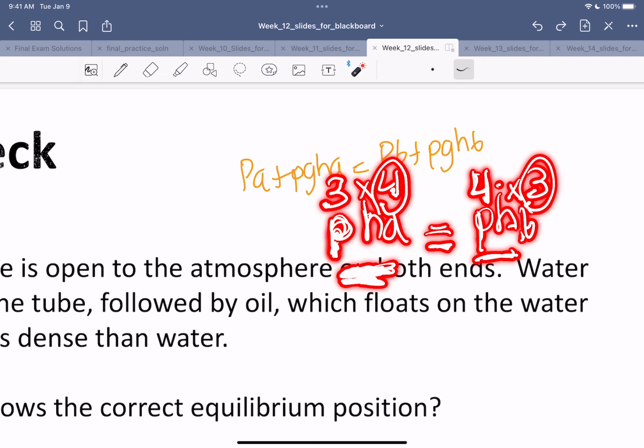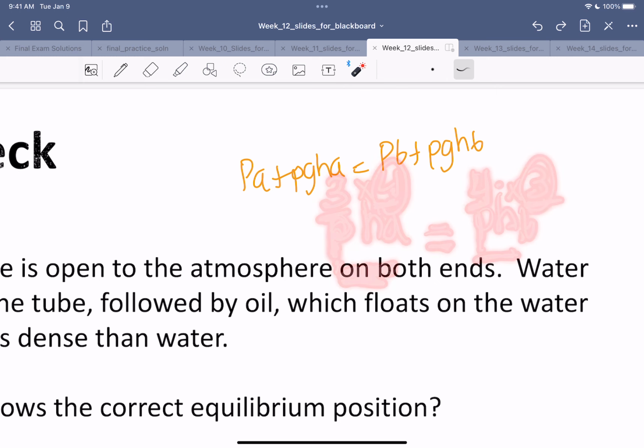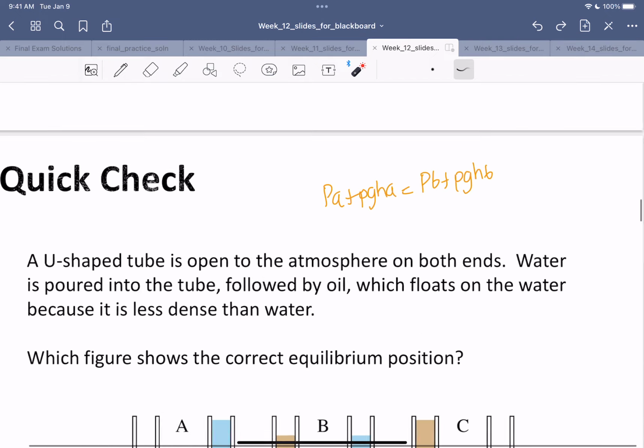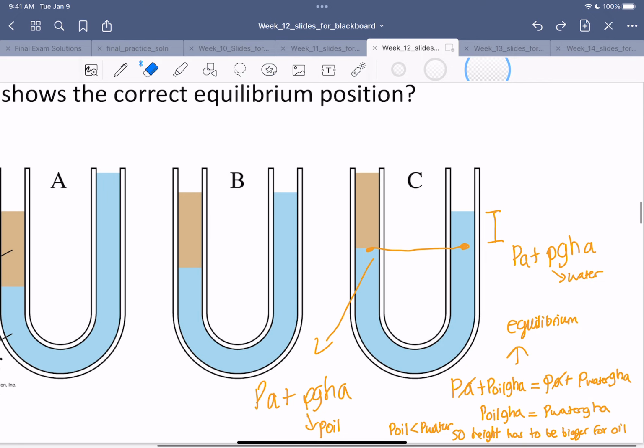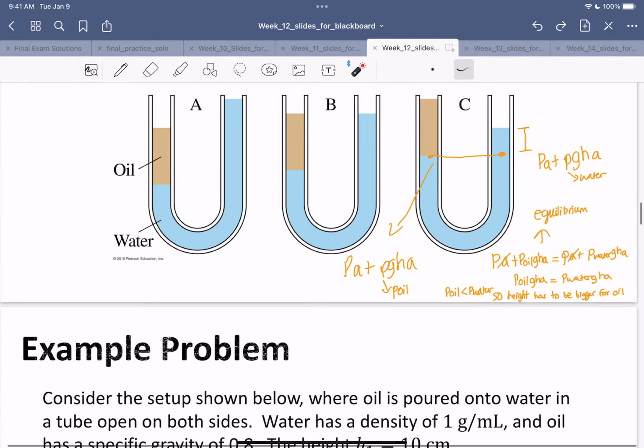So if the oil density is 3 versus 4, right, if the oil density is smaller, then the height of the oil has to be larger than the height of the water in order for both sides of the equation to be the same. Does that make sense? Cool? So that's why C would be the best here. That would be the best option there.